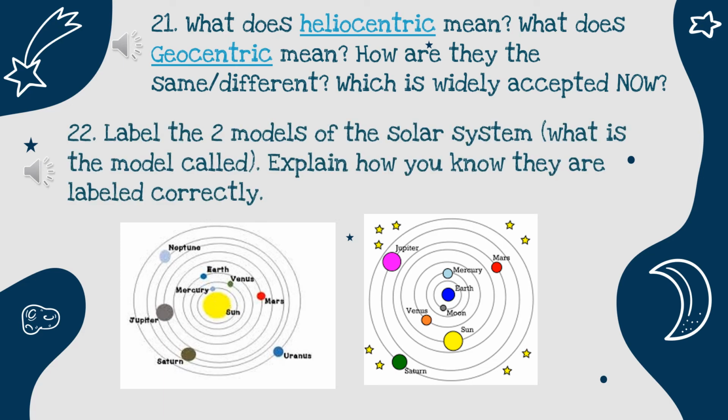Number 23, label the 2 models of our solar system. What is the model called? And explain how you know they are labeled correctly.